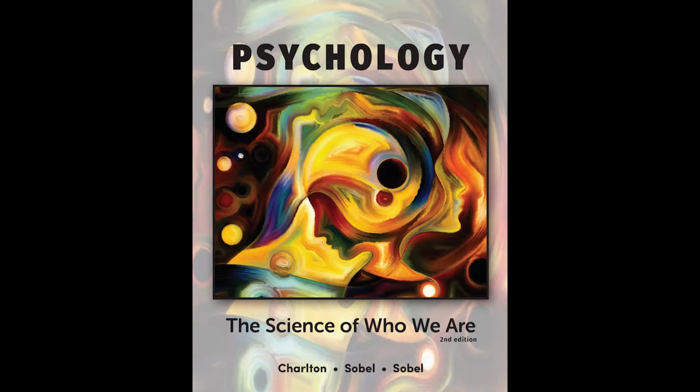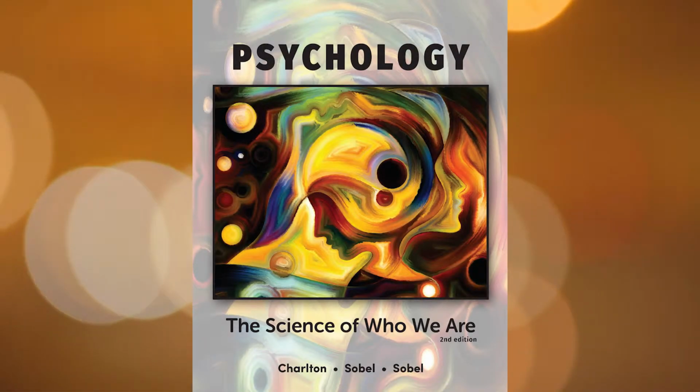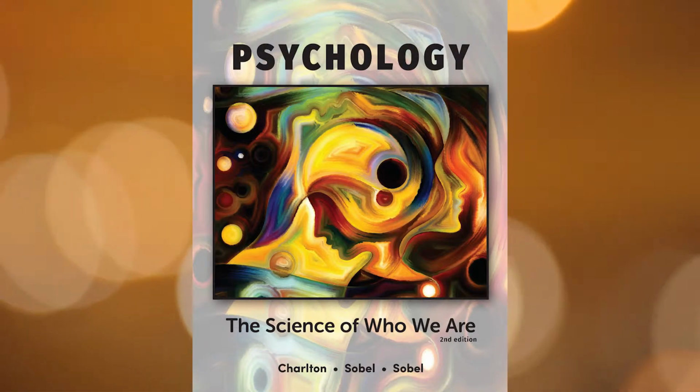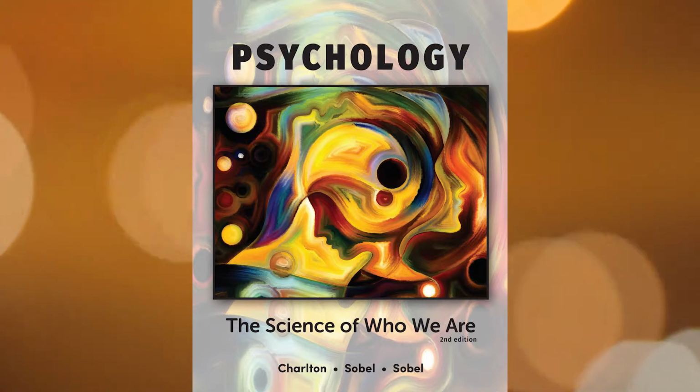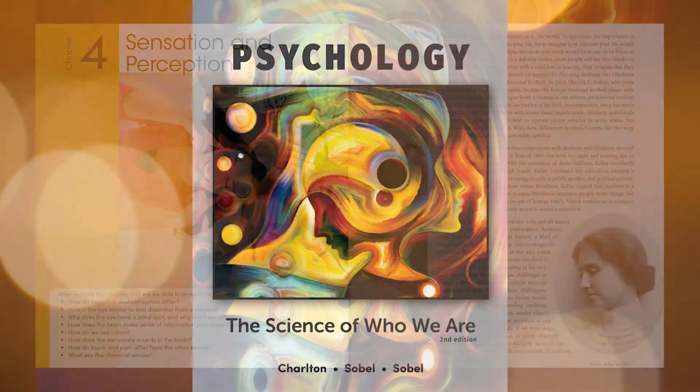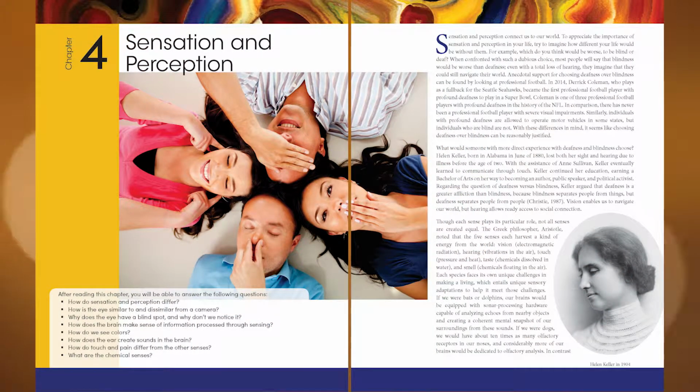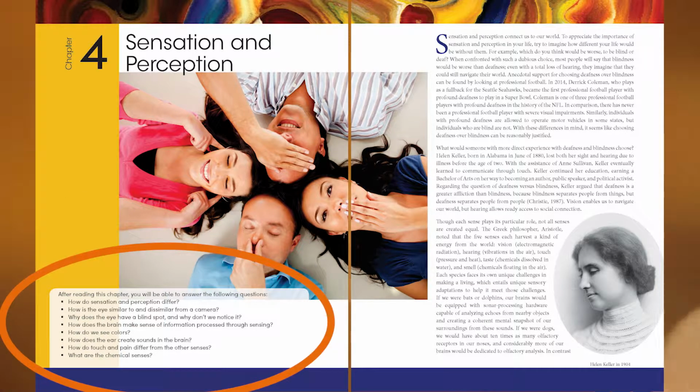In this video, we'll show how the pedagogical elements designed by authors Sean Charlton, Susan Sobel, and Ken Sobel in Psychology, the Science of Who We Are work within the context of a chapter. We'll use Chapter 4, Sensation and Perception, to illustrate. The chapter starts off with learning objectives located on the first page. These questions give students a preview of chapter content and help guide their reading.